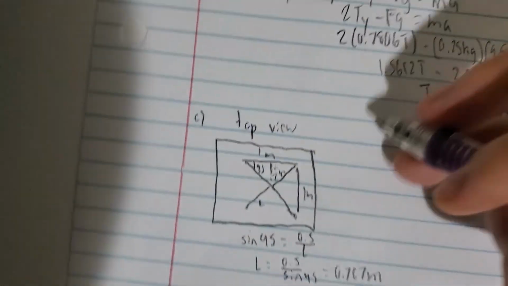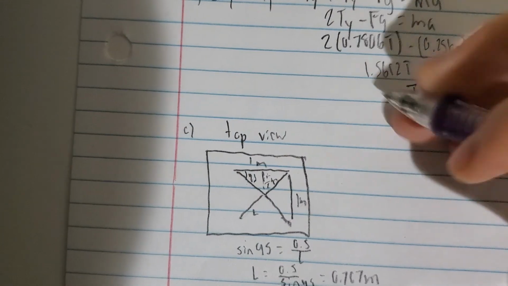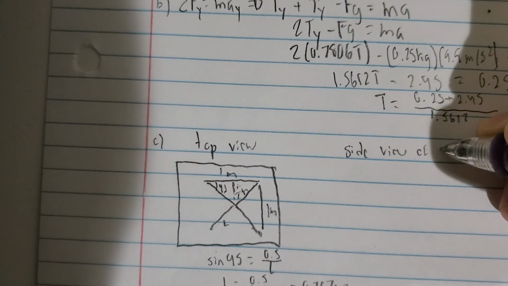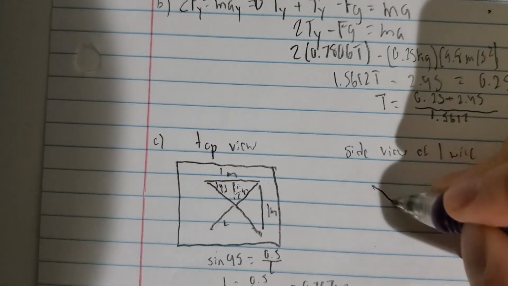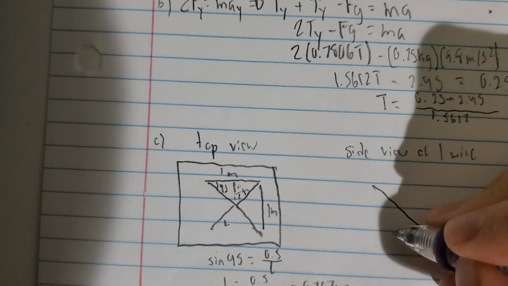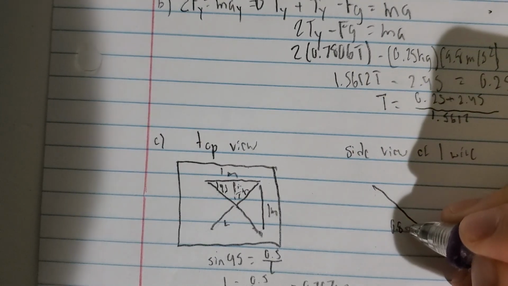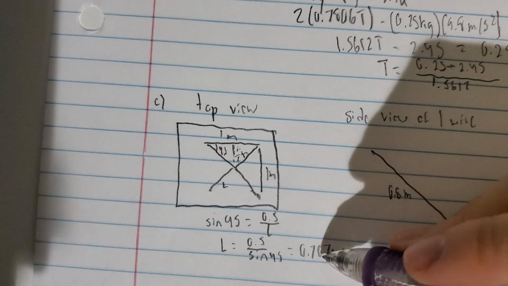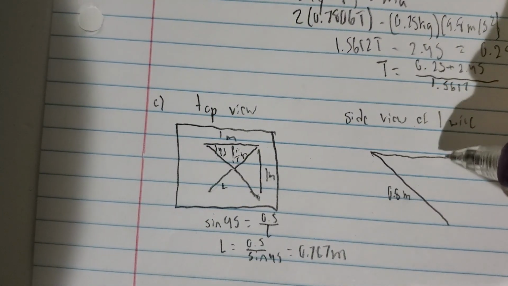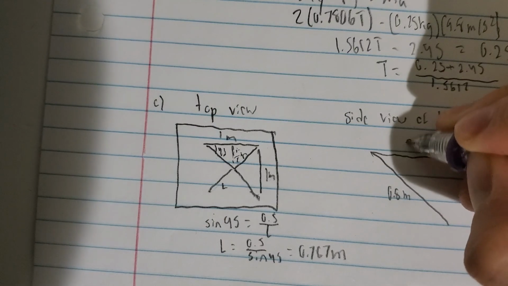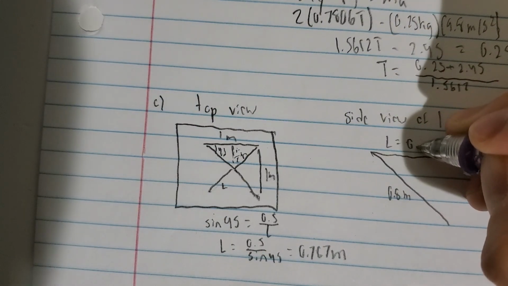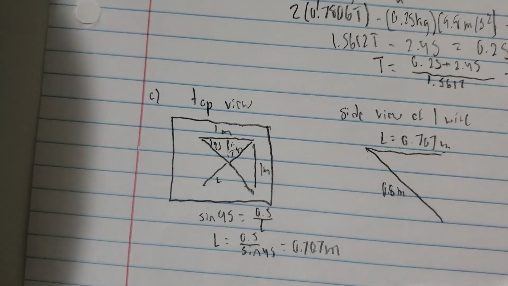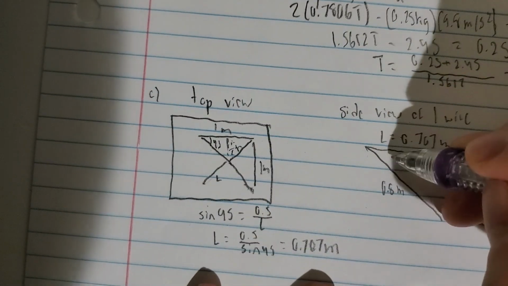Now this is the side view of one wire. This is the wire that was given to be 0.8 meters. And what we just found up here is actually this length up here, L, which is 0.707 meters. And so now that we have this, we can find our angle.